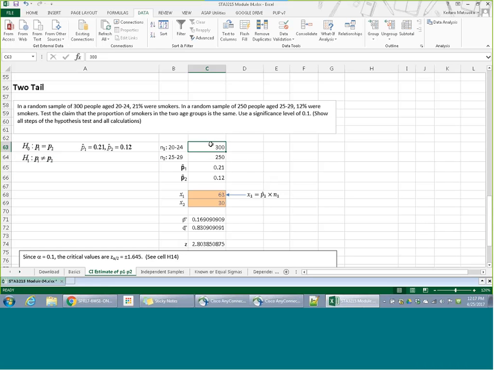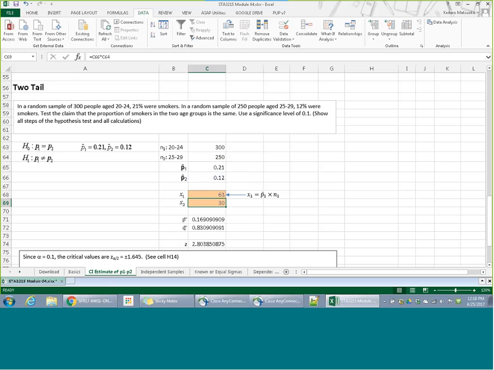So if I summarize the data, 20 to 24, there are 300 people, 25 to 29, there are 250 people, but these are given to us. Okay? In order for the calculations to work, we need to calculate x1 and x2. So in order to do so, just simple algebra, to calculate x1, you multiply p1 hat multiplied by n1 to get this. And then you will get x2 if you multiply p2 hat multiplied by n2. That's how I get 30. Okay?